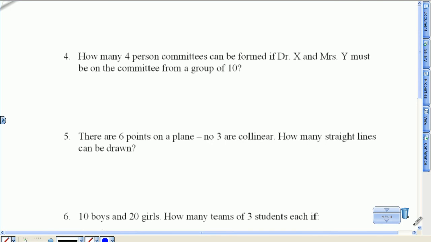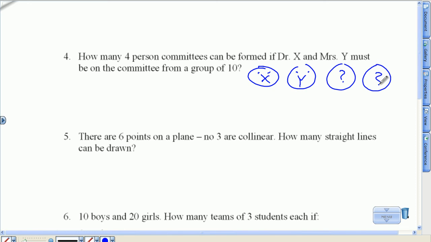How many 4-person committees can be formed if Dr. X and Mrs. Y must be on the committee from a group of 10? Well, think about this now. You've got Dr. X and you've got Mrs. Y and 2 other unknown persons on your committee. Is it really a committee of 4? I don't think it is, because those 2 people have already been selected. So really, this is a committee of 2.